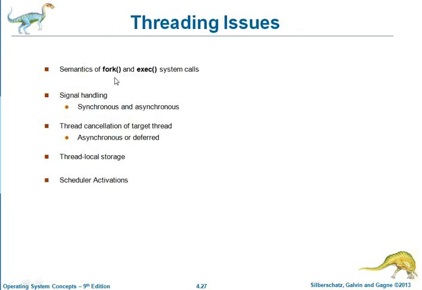The fork system call is used to create a separate duplicate process. The semantics of the fork and exec system calls change in a multi-threaded program. Some Unix systems have chosen to have two versions of fork, one that duplicates all threads and another that duplicates only the thread that invokes the fork system call.